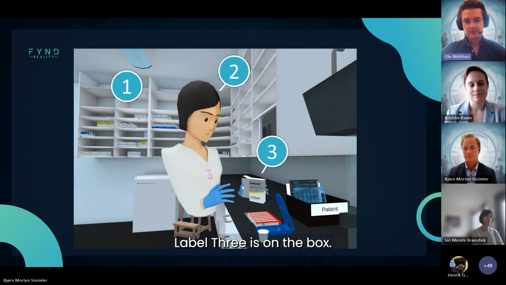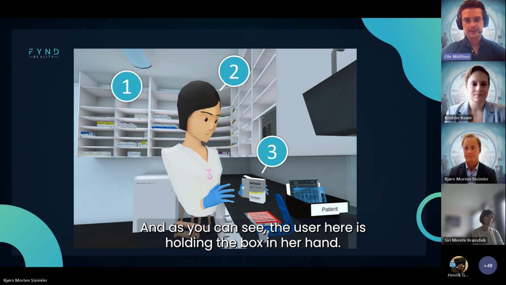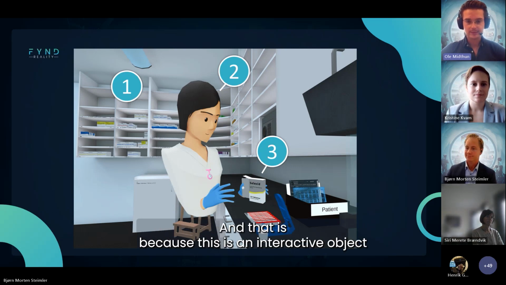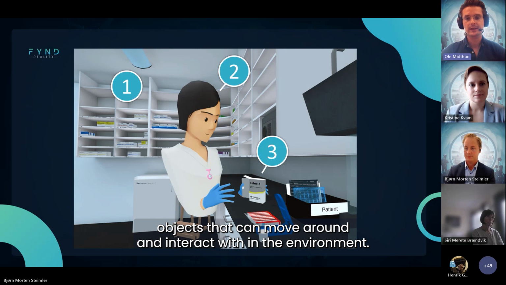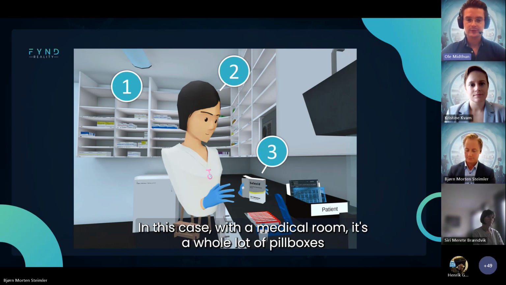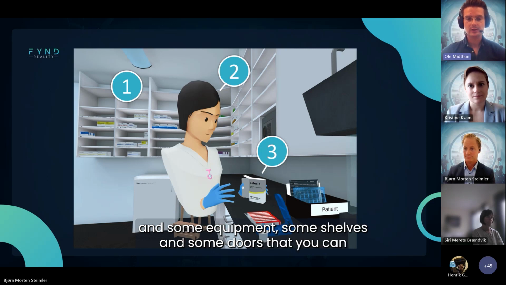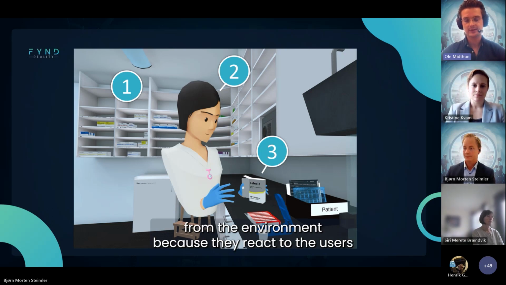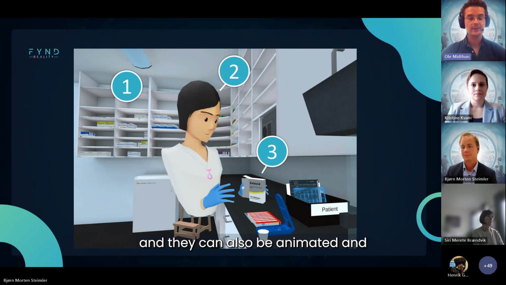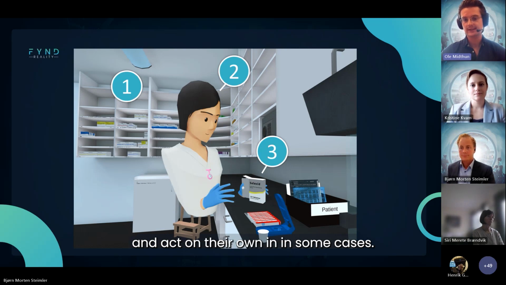Label number 3 is on the box, and as you can see, the user here is holding the box in her hand, and that is because this is an interactive object, and this makes up the last building block of Core. It's the interactive objects that you can move around and interact with in the environment. In this case, with the medical room, it's a whole lot of pillboxes and some equipment, some shelves and some doors that you can move around, and these are different from the environment because they react to the users. And they can also be animated and act on their own in some cases.